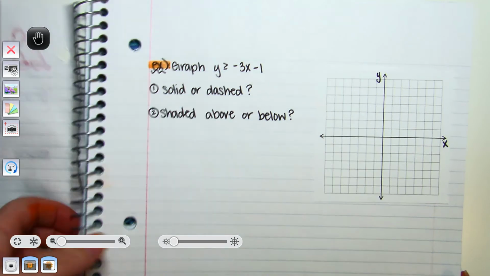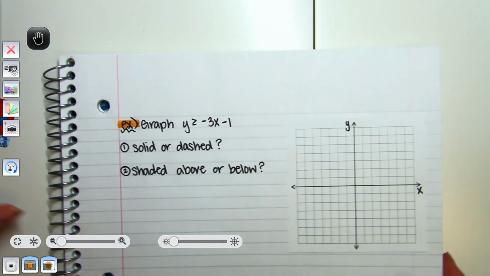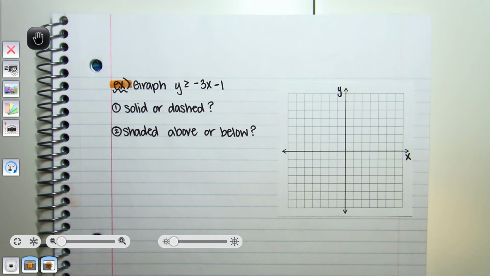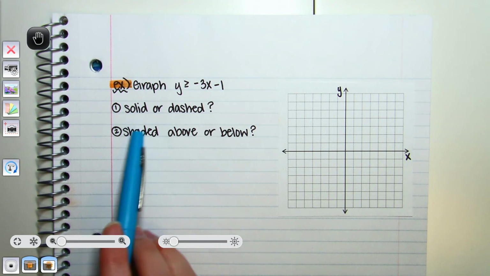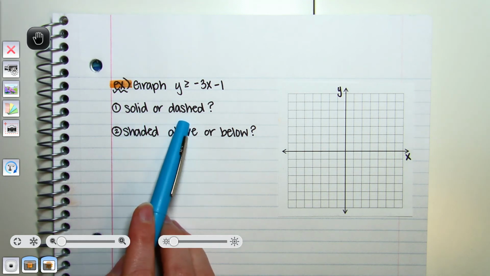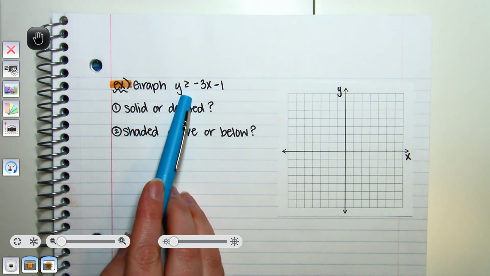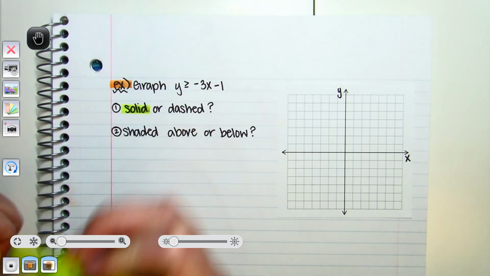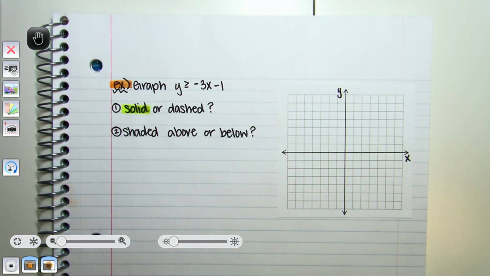So we've taken care of our special case, the horizontal and vertical lines, but let's do one now where we actually have a slope and y-intercept. All right, so first thing we're going to do with this, determine if it is solid or dashed. And it is, good, you should have said solid. So this line is going to be solid.